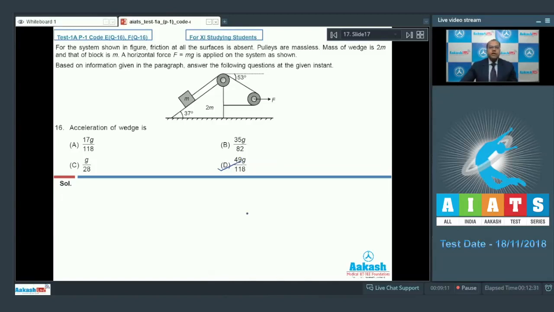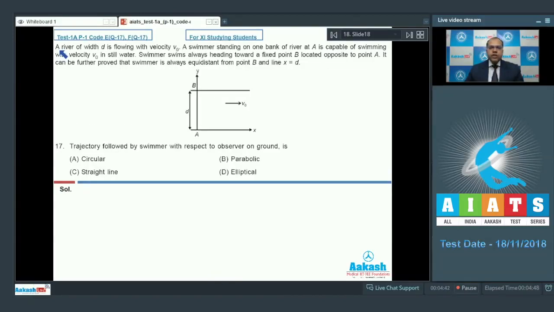Let's move to the second paragraph containing question number 17 and 18. It is given that a river of width D is flowing with velocity v0. A swimmer standing on one bank of the river at A is capable of swimming with velocity v0 in still water. The swimmer swims always heading towards a fixed point B, located opposite to point A. It can be further proved that the swimmer is always equidistant from point B and the line x equal to D.